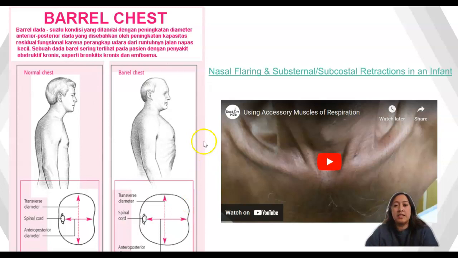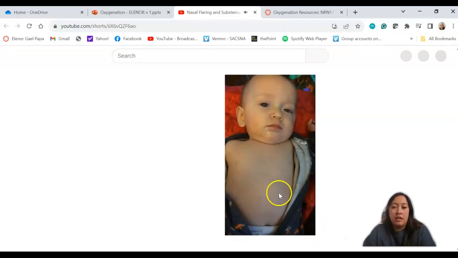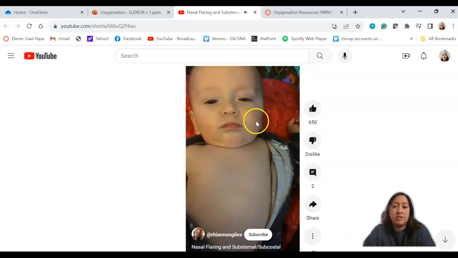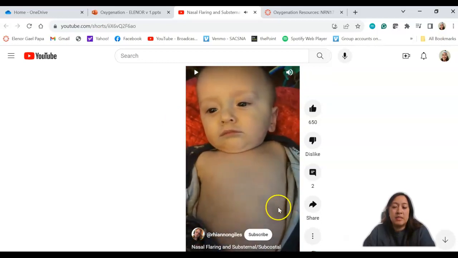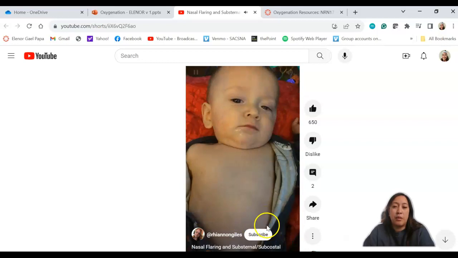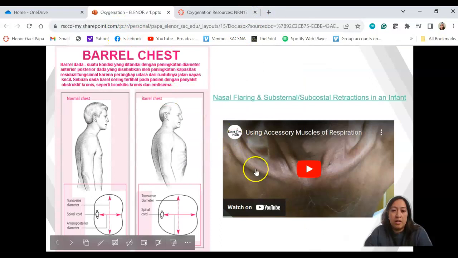And so I have a couple of links on this slide that show you guys the use of accessory muscles. I'll play this one. Hopefully it pops up. It's a little kid. You can see he has some nasal flaring. Do you see his nostrils flaring because he's trying to get more oxygen in? And you can see here that he has some subcostal retractions below his ribs, that they are retracting into his chest because that's how hard he needs to work for his oxygen.